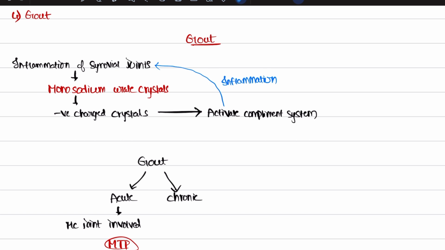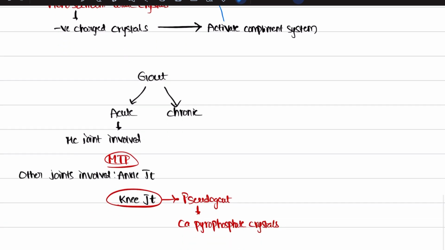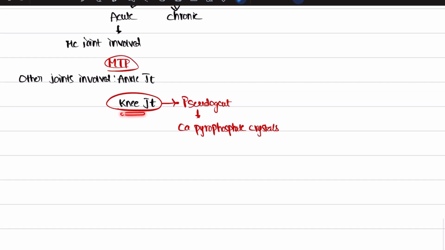This further causes inflammation. But in the knee joint, if crystals accumulate, this is called pseudo gout. What type of crystals accumulate in pseudo gout? Calcium pyrophosphate crystals. These are the crystals accumulated in pseudo gout. Okay, so let's move further.